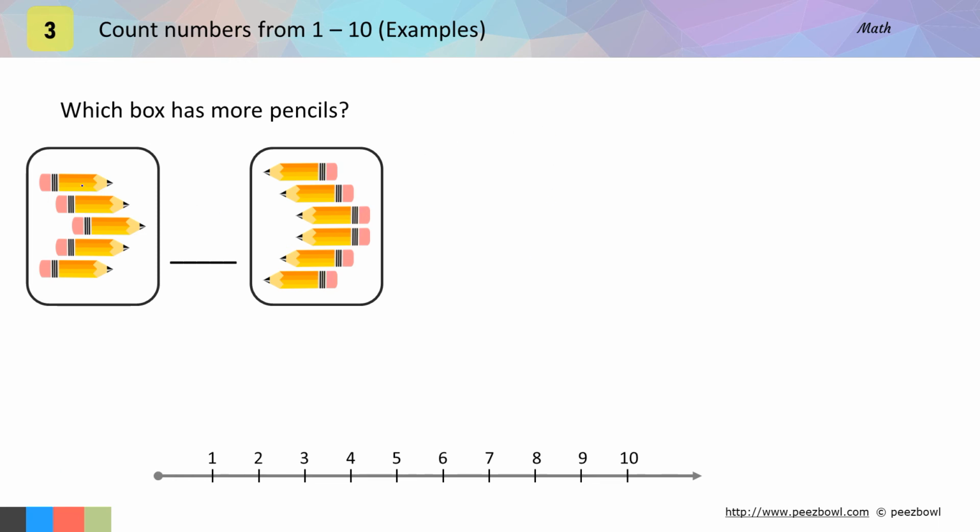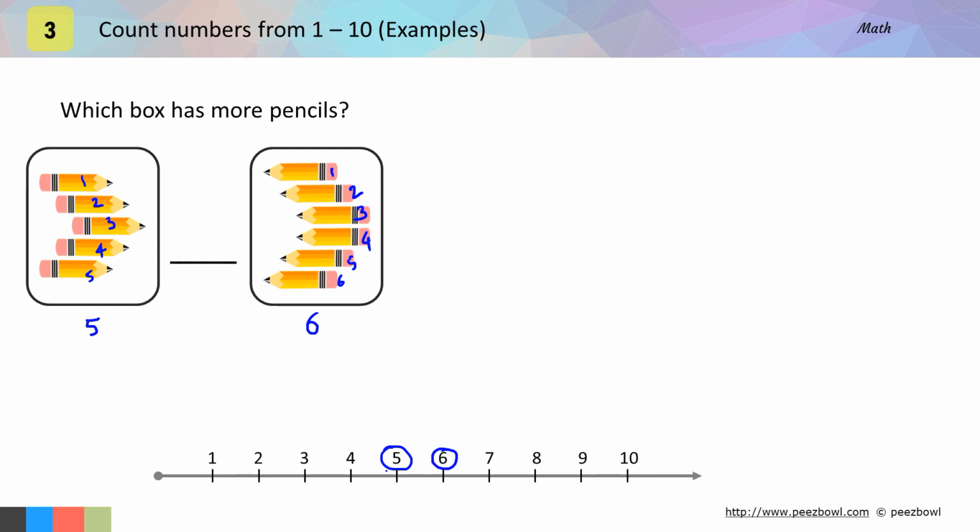Here we have 1, 2, 3, 4 and 5. 5 pencils. We will write it down. On the right side box we have 1, 2, 3, 4, 5 and 6. We have 6 pencils. We will write it down. Now we need to find out which number is bigger, either 5 or 6. Let us refer number line and highlight both the numbers on the number line. We have 5 here and 6 here.